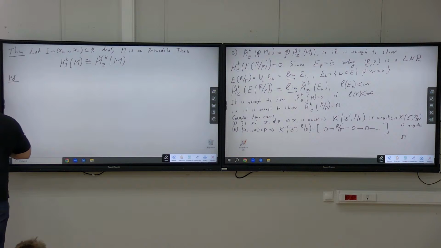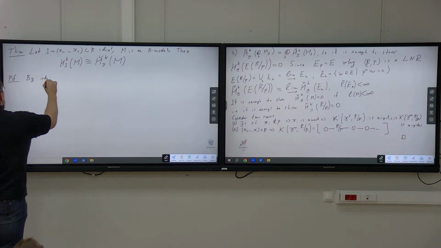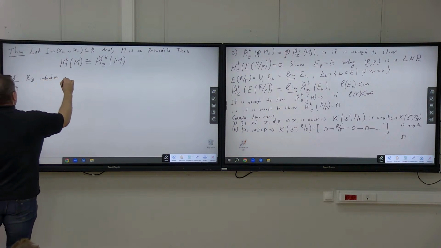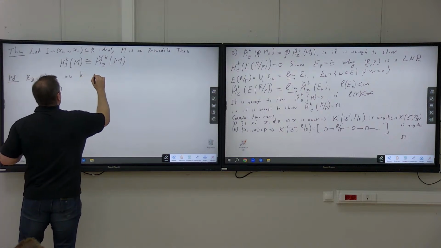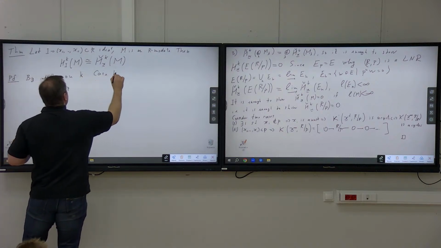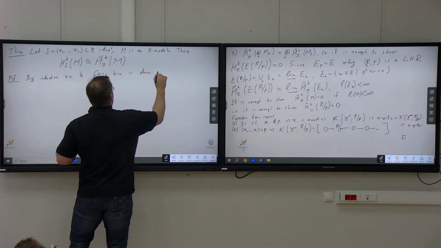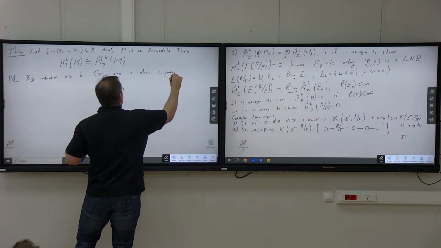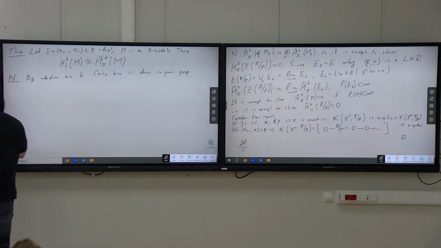Proof. By induction. The case k equal to 0 is done by the previous proposition. So the base of the induction we already established. Now let's do the step of the induction.